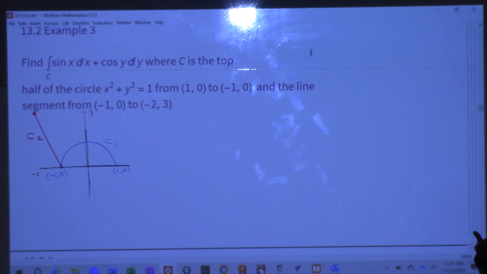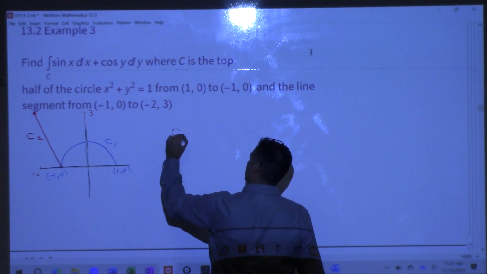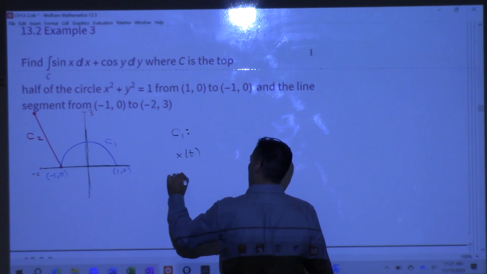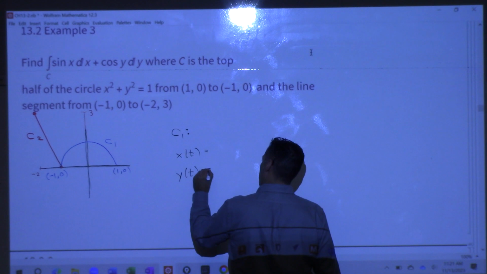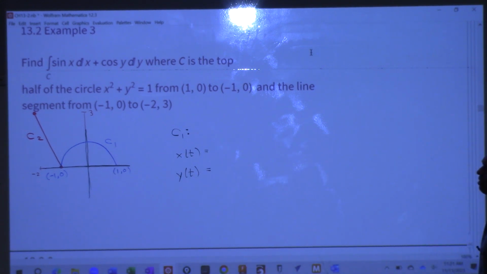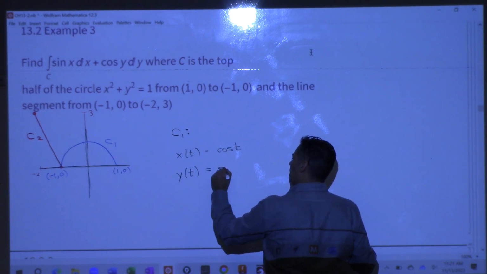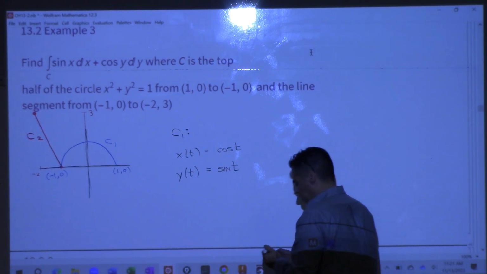So let's come up with parameterizations. I'm going to do C1 and C2 right now together. Let's get the parameterizations of each of these curves, then we'll start putting all the integral stuff together. So let's do C1 first. x of t, y of t. How are you going to draw me a unit circle? Cosine and sine, right? Unit circle, so I use 1 cosine t, 1 sine t, right? Man, this one's dead too.